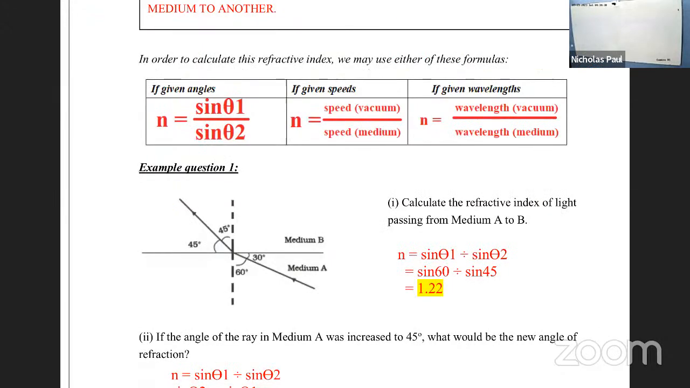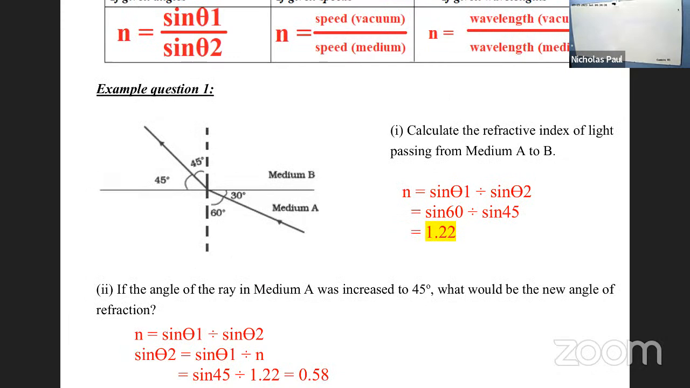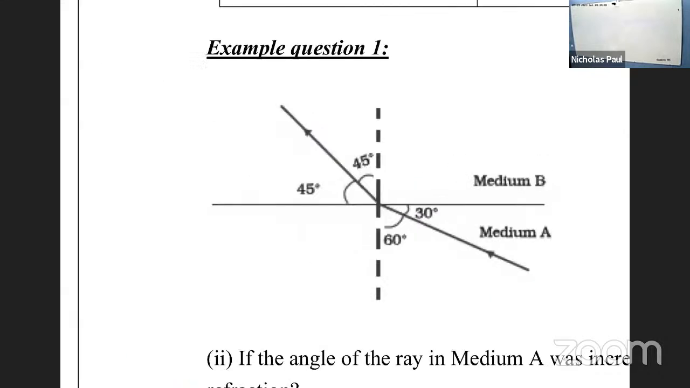All right. A small example here. Example 1. Calculate the refractive index of light passing from medium A to medium B. Watch this closely here. How do we find refractive index? We have angles, so we're using the angle version of the formula. Sine I over sine R.